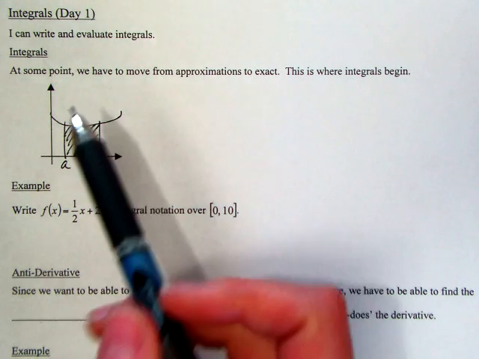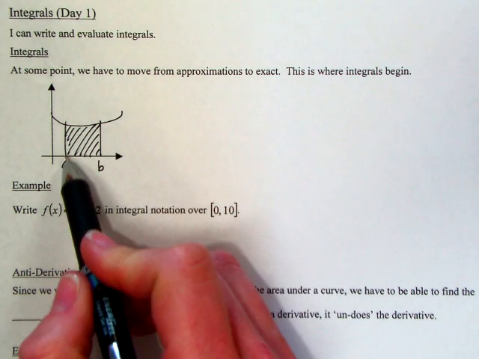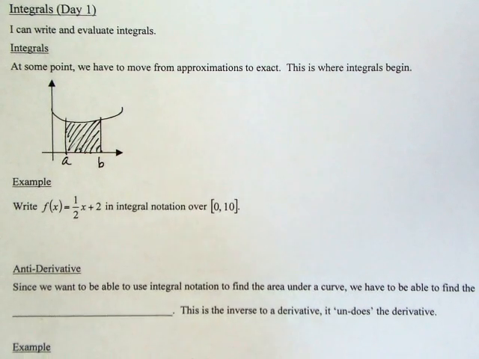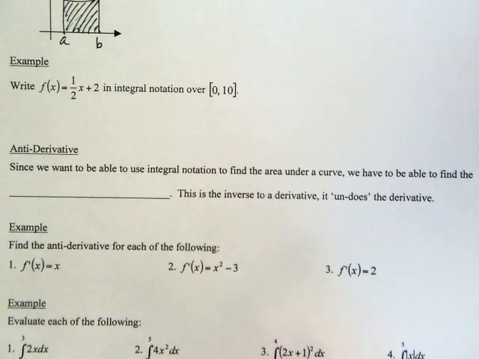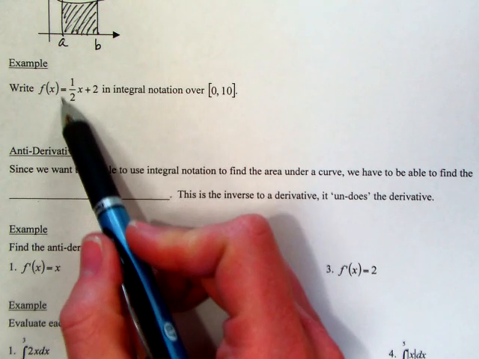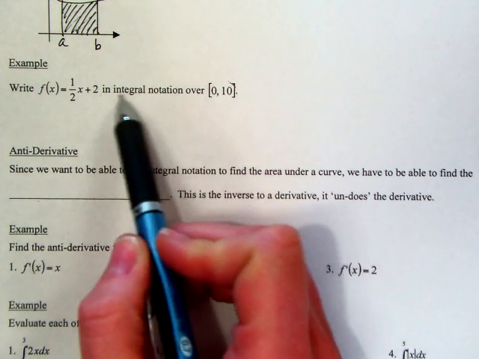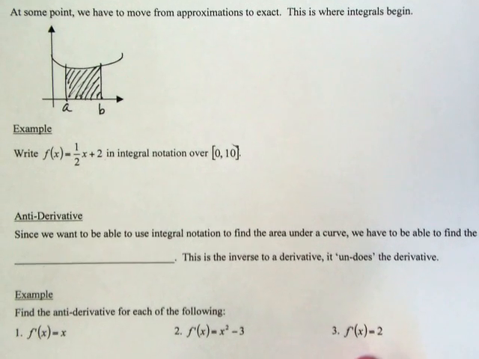And so what we're talking about is any curve that we have going from point A to point B, finding all of that area under the curve. So our first example is using just a basic equation, 1/2 x plus 2, and using integral notation. So now we're going to move to how do we actually write these? What do they look like?